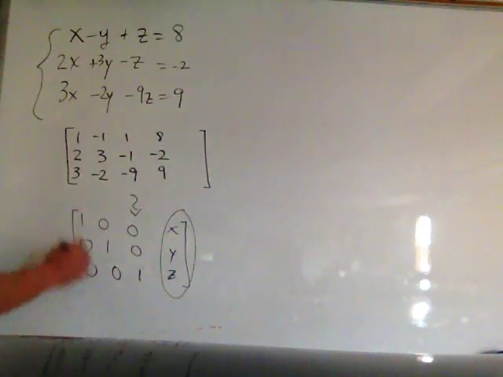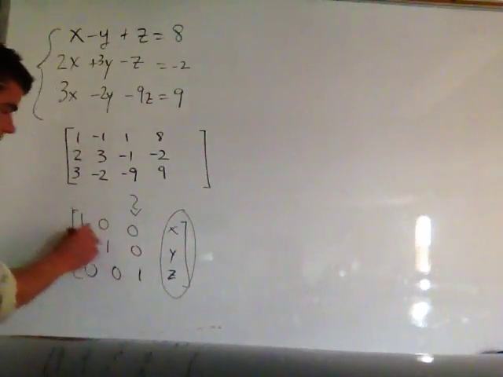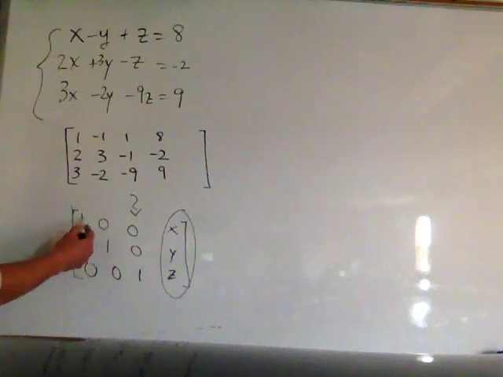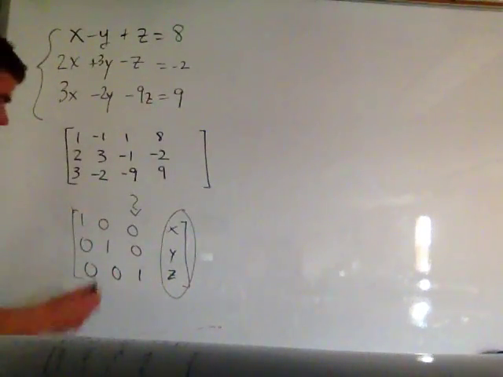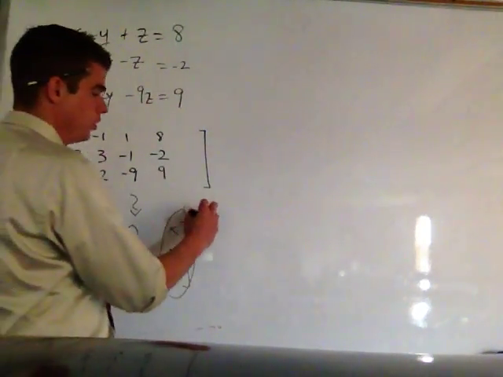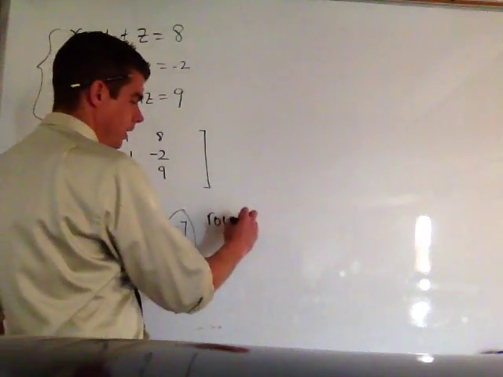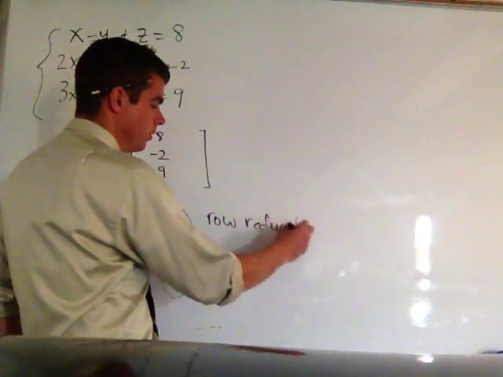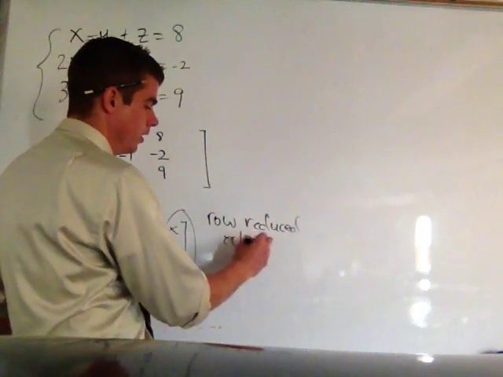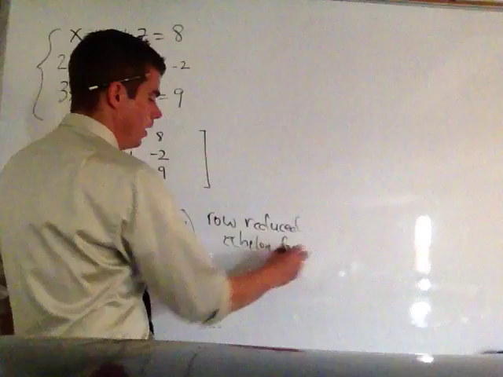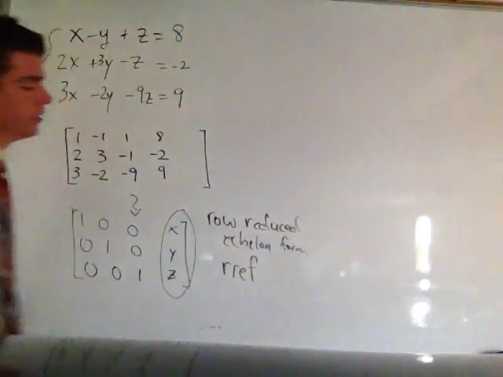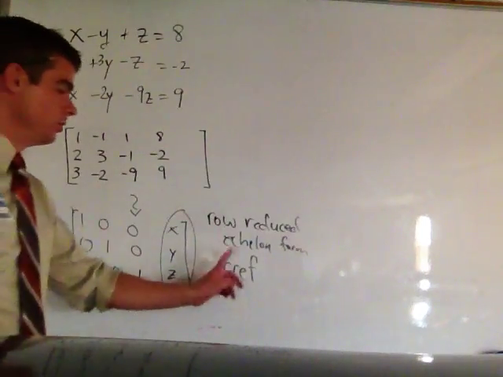Okay? If you can get this diagonal of 1s and 0s everywhere, that is called a row-reduced echelon form. And it doesn't matter that you know what that's called, but I guess it kind of does because I will refer to it. Row-reduced echelon form. Okay? And an abbreviation, sometimes you'll see it as RREF, row reduced echelon form.